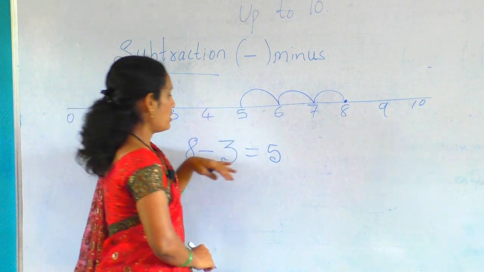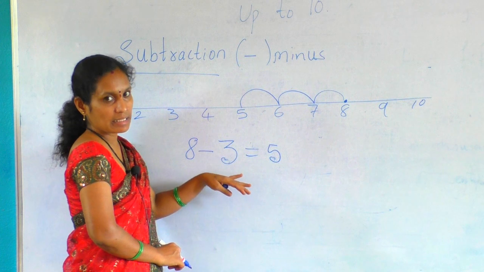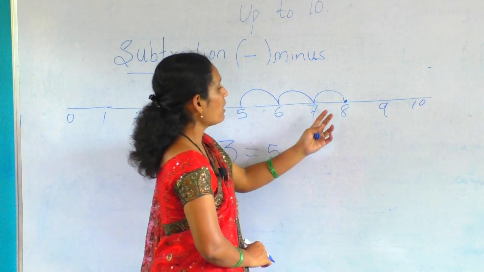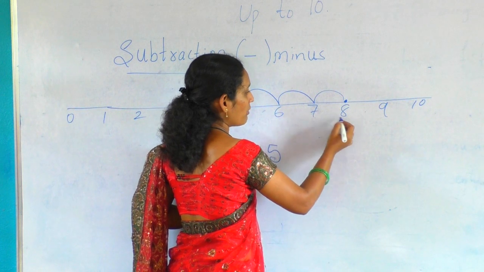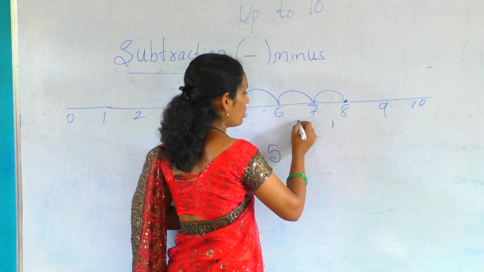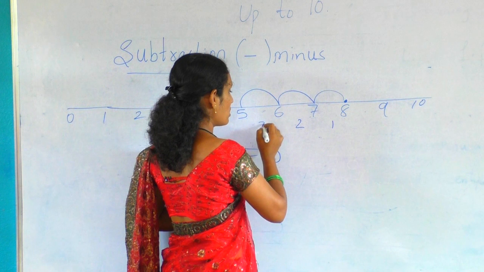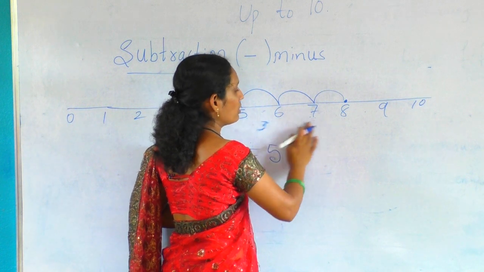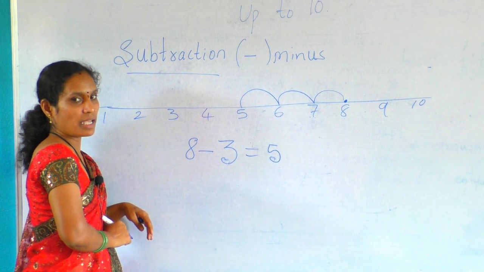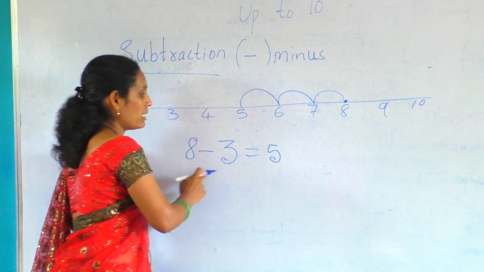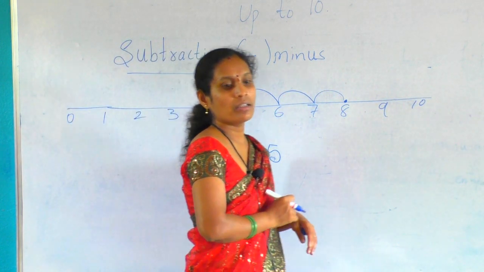Why did I take this place? See, 8 minus 3. Minus 3 means I took this place. Here, 7 to 8 is 1, 6 to 7 is 2, 5 to 6 is 3. Means 1, 1, 1: 1, 2, 3. 3 places I took here. 8 minus 3 is 5. Understood?